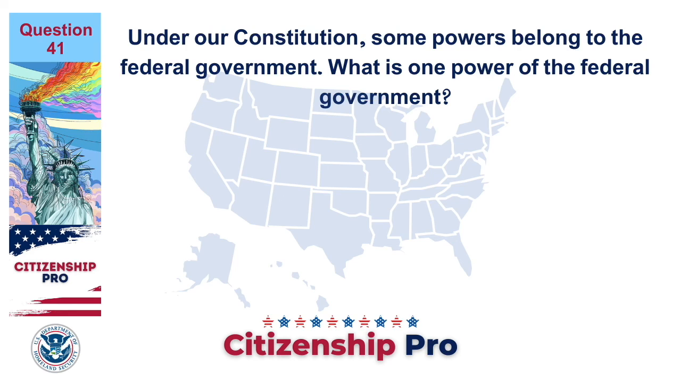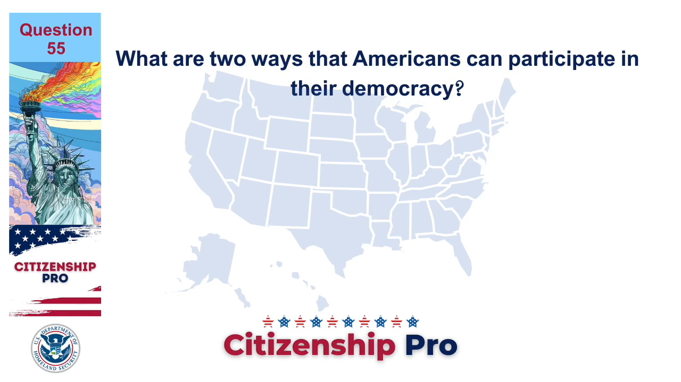Under our Constitution, some powers belong to the federal government. What is one power of the federal government? To print money. What are two ways that Americans can participate in their democracy? Vote. Join a political party.